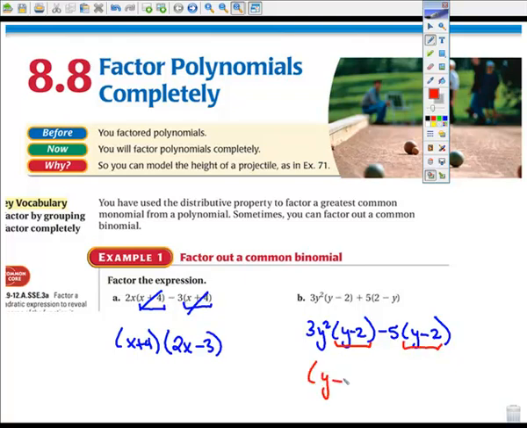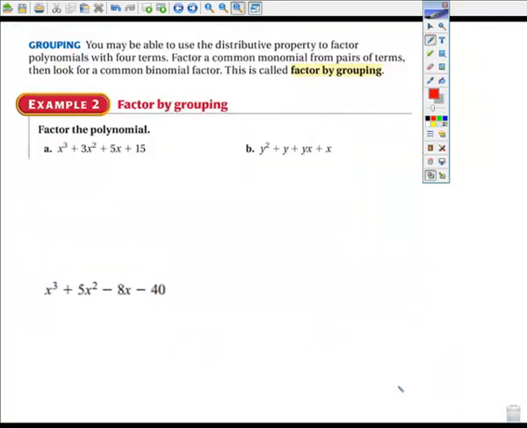So I will factor out a y minus 2, and from the first expression I'm left with 3y squared, and from the second one I'm left with a minus 5. And this cannot be factored out any further. So let's keep going. In some cases you're going to have to factor by grouping. What we're going to do is group the highest two powers of x or y or z, whatever it happens to be, together, and then the smallest two.